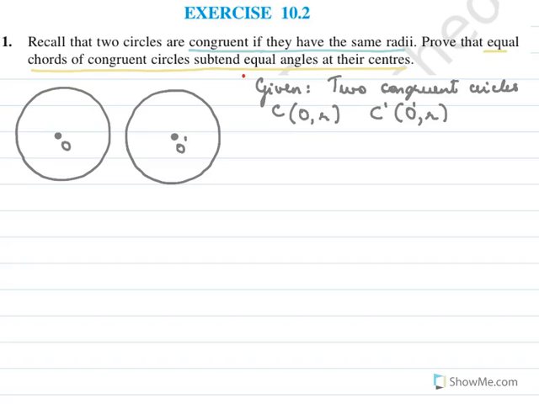And prove that equal chords, we need to draw two equal chords. So we draw one chord here, say we call it AB, and another chord here, PQ. So two congruent circles with congruent chords, or equal chords. The correct word to use would be equal chords.